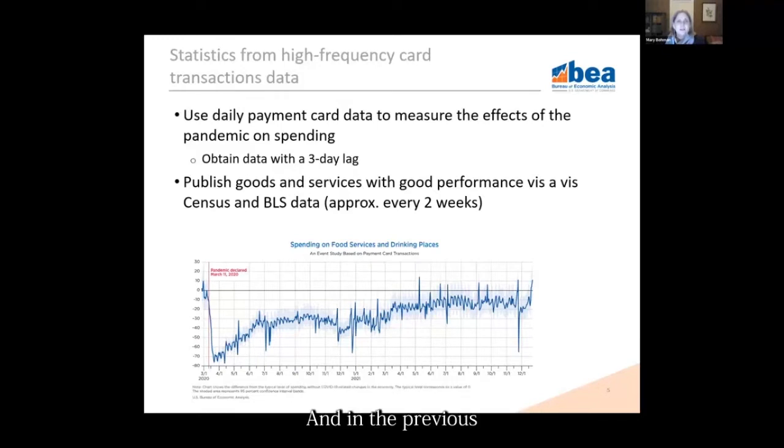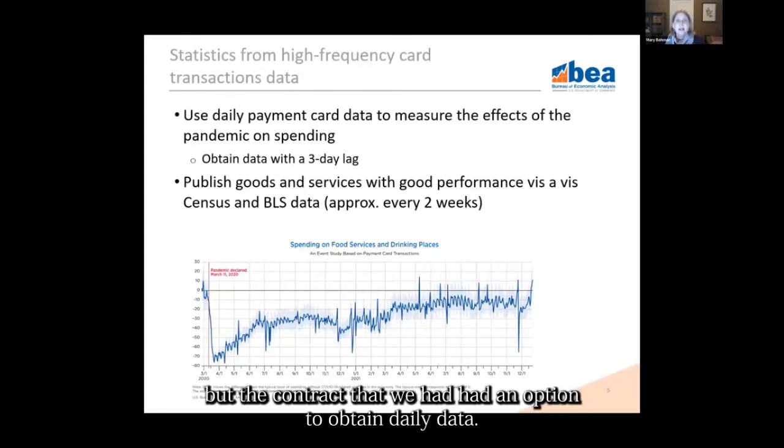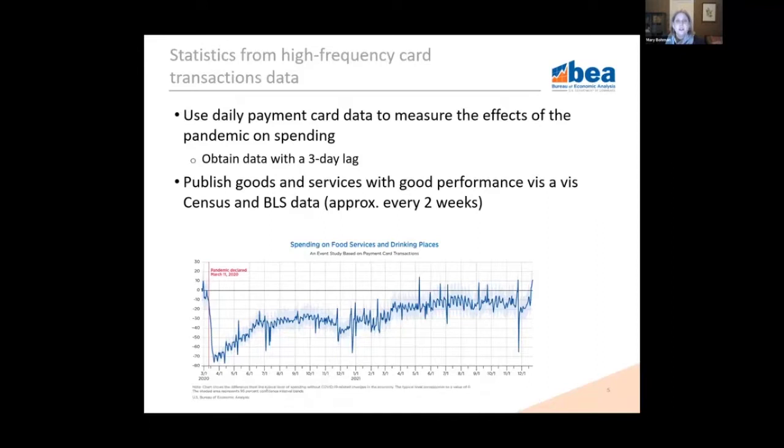And in the previous example, we were using monthly data from Fiserv, but the contract that we had an option to obtain daily data. We were able to quickly exercise that option. And just to illustrate what we produce, this is the latest release at the end of December on spending on food services and drinking places.